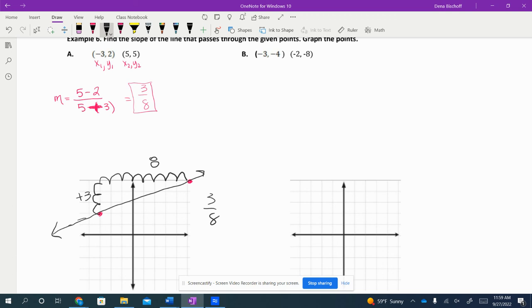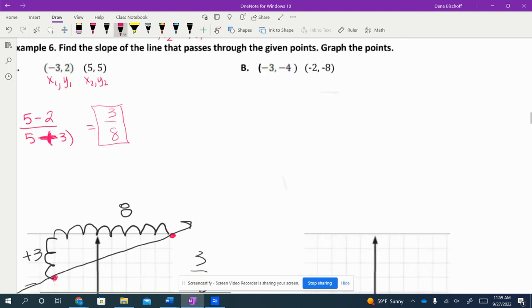Does that make sense? Harper, I'm losing you. You're falling asleep on me. Okay, let's try the next one.